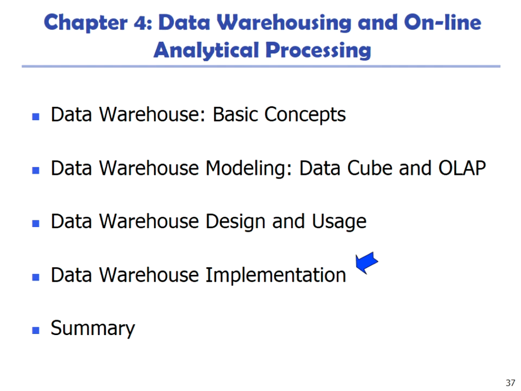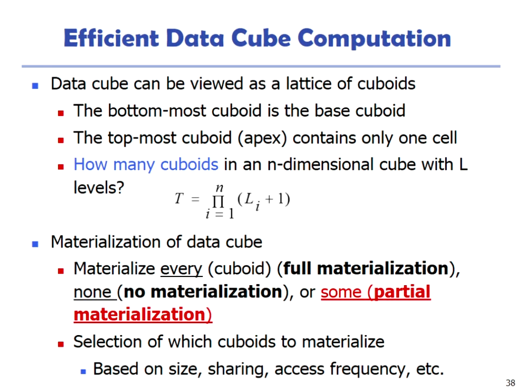Let's move now to data warehouse implementation. So efficient data cube computation. So data cube can be viewed as a lattice of cuboids. The bottommost cuboid is the base. So for the base cuboid, how many dimensions? N. And the topmost cuboid, how many dimensions for the apex?